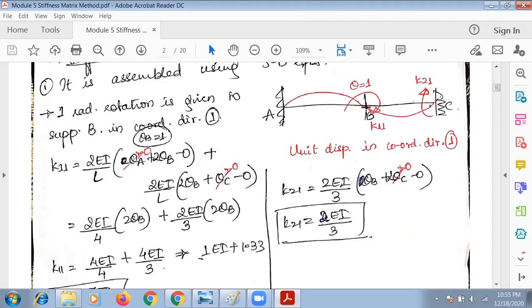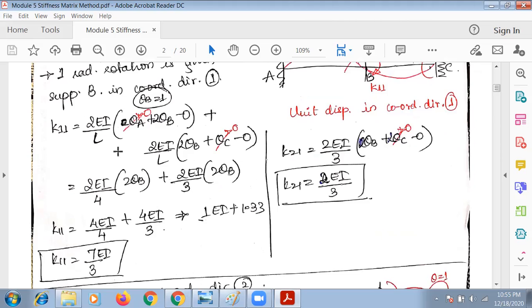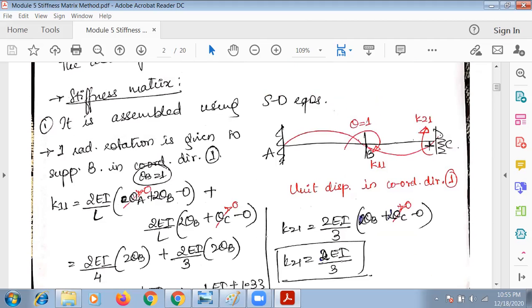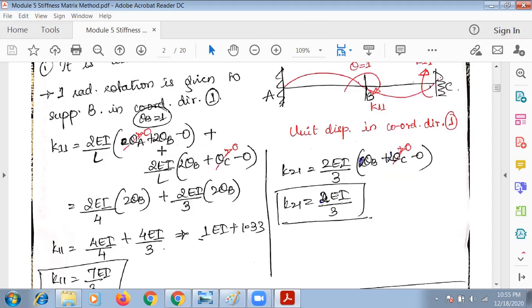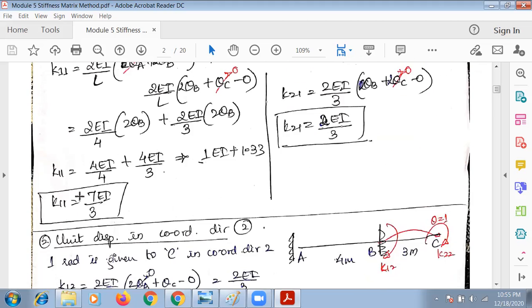Similarly, next again B is connected to BC also. So again 2EI by L. Then from B to C, you have applied a moment at B, again this is the first point, so it is 2 times theta B plus theta C minus 0. Then you have to just solve this. Again theta A and theta C are the fixed supports. Whenever you're writing this, only at the joint where you're applying the rotation, that joint should be released, other joints should be fixed. That's what we have done here. Other joints are fixed, that is theta A is 0, theta C is 0. Then we solve this and got K11.